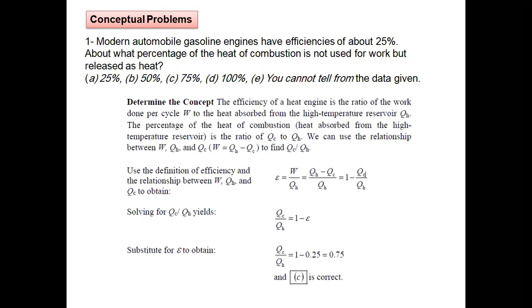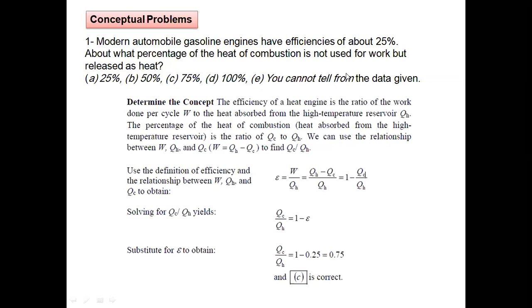Okay, we have some examples of conceptual problems. Modern automobile gasoline engines have efficiencies of about 25%. About what percentage of the heat of combustion is not used for work, but released as heat? A: 25%, B: 50%, C: 75%, D: 100%, and E: you cannot tell from the data given.